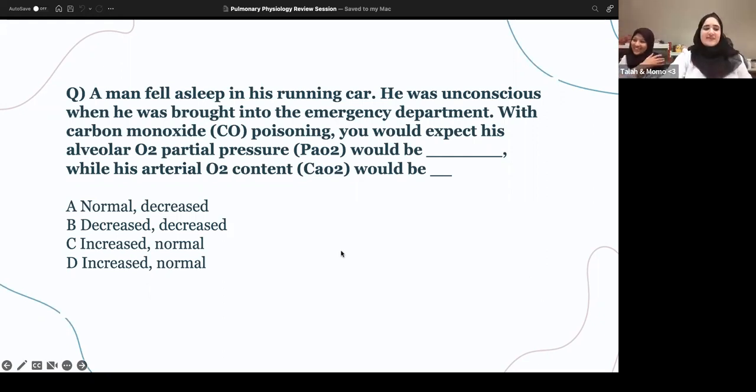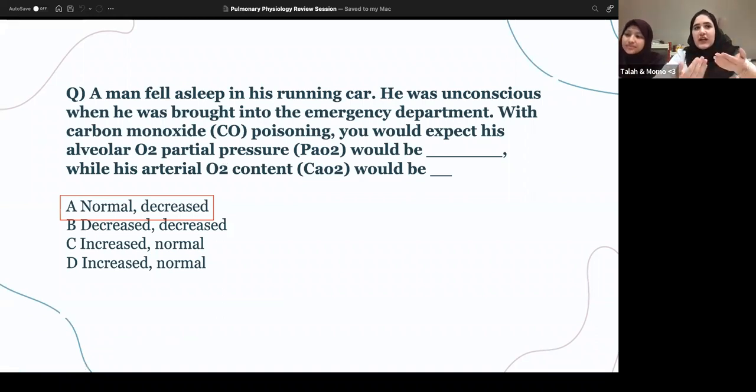Okay, so the right answer is normal and decreased. Why? Because guys, listen, we're saying that he has carbon monoxide poisoning, right? So usually in carbon monoxide poisoning, the taking in of oxygen by the lung would not be affected, because you're inhaling carbon monoxide and oxygen. What would usually be impaired is what binds to the hemoglobin in the blood. So the alveolar O2 partial pressure is not going to be affected. It's going to be normal because you're breathing in air that has the normal oxygen plus carbon monoxide.